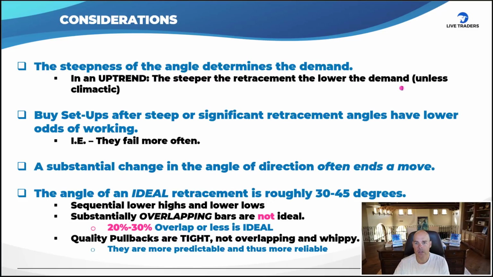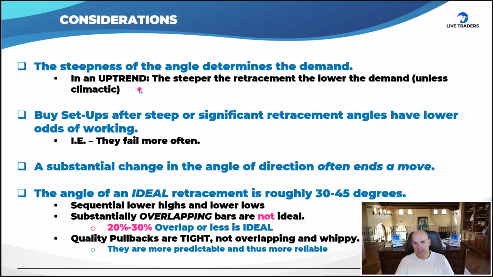Okay, so the steepness and angle of retracement determines the demand. In an uptrend, the steeper the retracement, the lower the demand, unless it's climactic. Think about it. It makes total sense. The steeper the retracement means what? Sellers are piling in. If you're in an uptrend and you see a wide range red bar pullback, that means buyers are nowhere to be found.